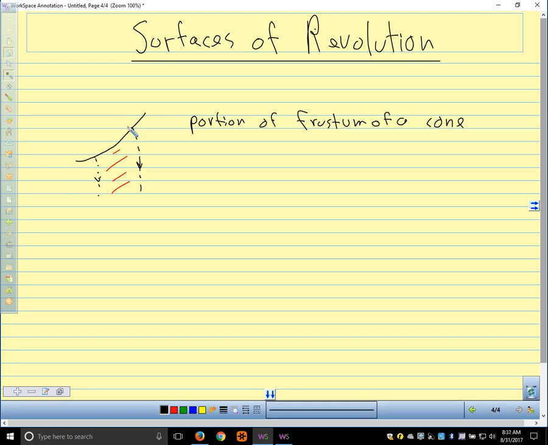So the area of a frustum of a cone is frustrum, isn't it? I believe. Frustrum? Frustum? Okay. Frustum. I had a student a few years ago that thought that was the funniest word in the world. Frustum. Area of a frustum is 2 pi r bar L, where this is the average radius.